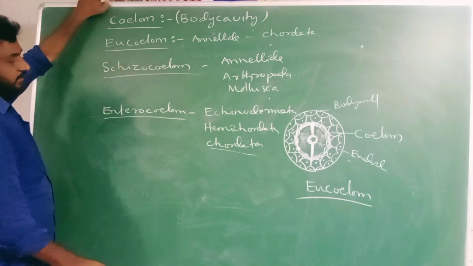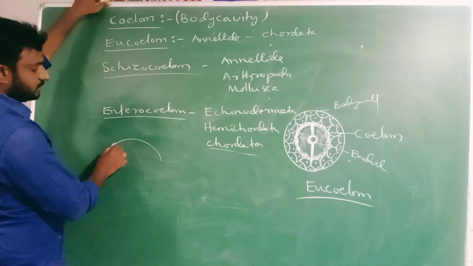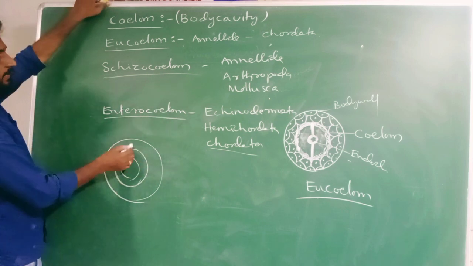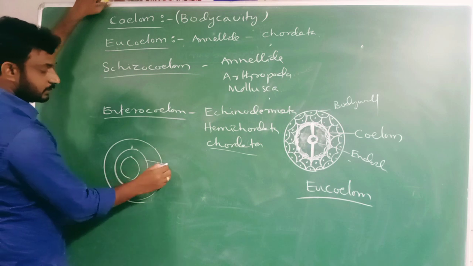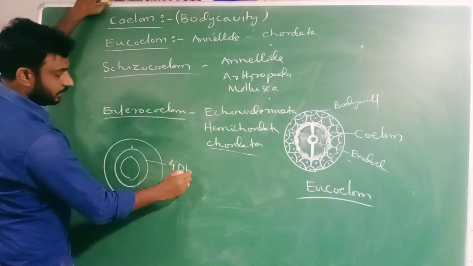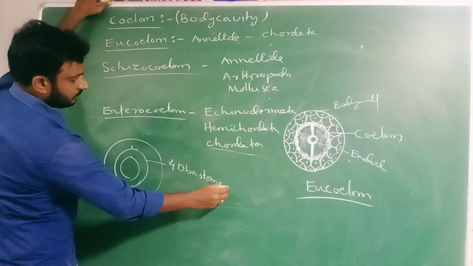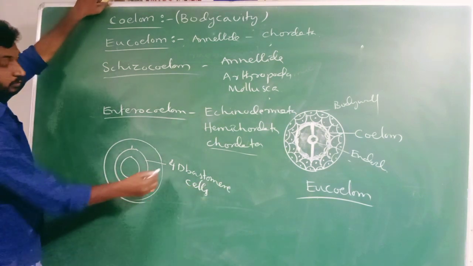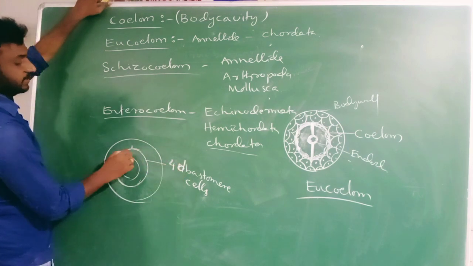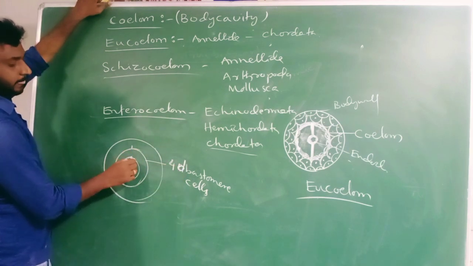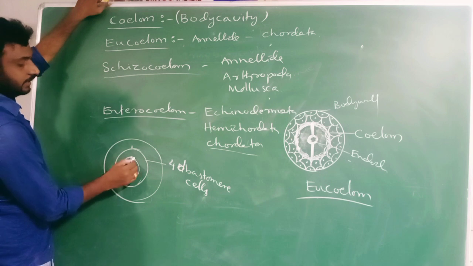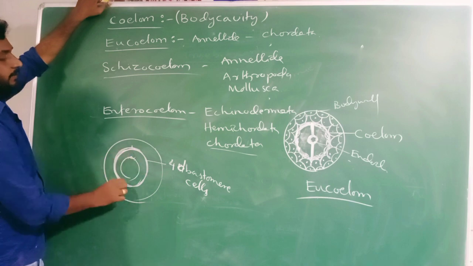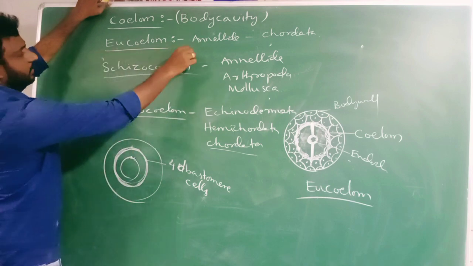What is the meaning of schizocoelom? The coelom which is formed by the splitting of mesoderm. But here, this mesoderm is produced from the 4D blastomere cells, a type of cells present in this layer. These 4D blastomere cells evaginate and form the middle mesoderm. So by the splitting of this mesoderm, the body cavity is formed, which is called schizocoelom.